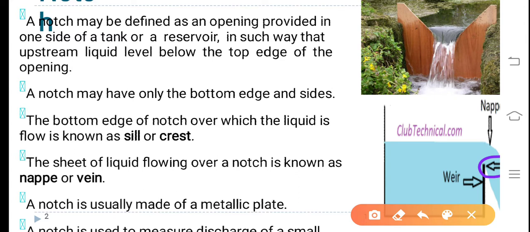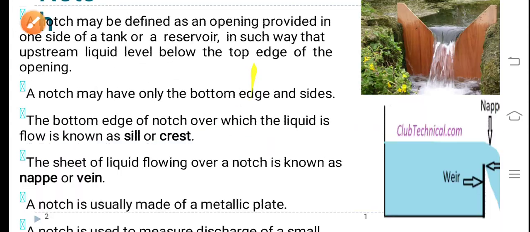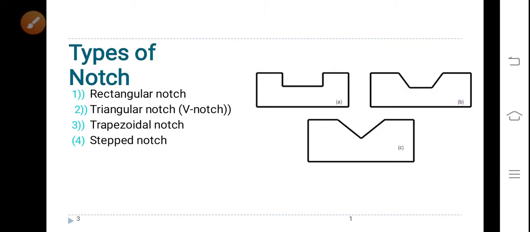The sheet of liquid flowing over a notch is known as nappe, N-A-P-P-E, or vein, V-E-I-N. Here you can see nappe. A notch is usually made of a metallic plate. Types of notches.